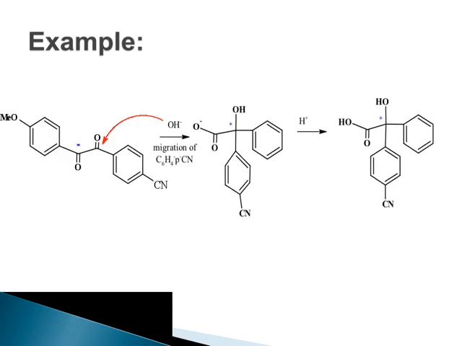Here is another example where I have taken a radio labeled carbon atom. This carbonyl carbon is C14, where the asterisk or star is there, that is C14, the radio labeled carbon atom. And as I told you, the radio labeled carbon atom is less electron withdrawing. Secondly, in this particular example we have a methoxy group which is an electron donating group, and on the other side we have a cyanide group which is an electron withdrawing group.